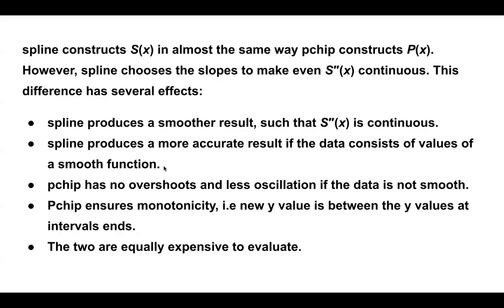Only then will it accurately match your physical, real-life problem. On the other hand, pchip has no overshoot and less oscillation if the data is not smooth. Pchip ensures monotonicity, so this term is called monotonicity. That is, the new y value is between the y values at the interval length. This property is called monotonicity.